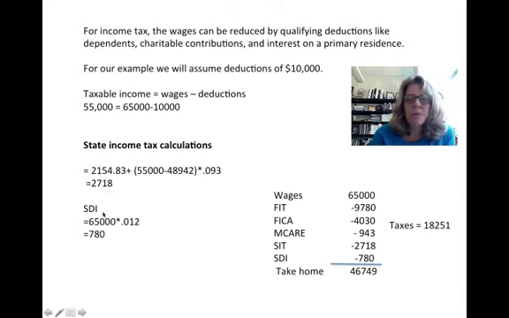SDI, if you remember, is 1.2%. It's on the total 65,000. So now we've added these two state taxes. And that means that right now, then, your take-home pay after taxes is $46,749. That's $18,250 that you pay in taxes. It's kind of shocking to think about.